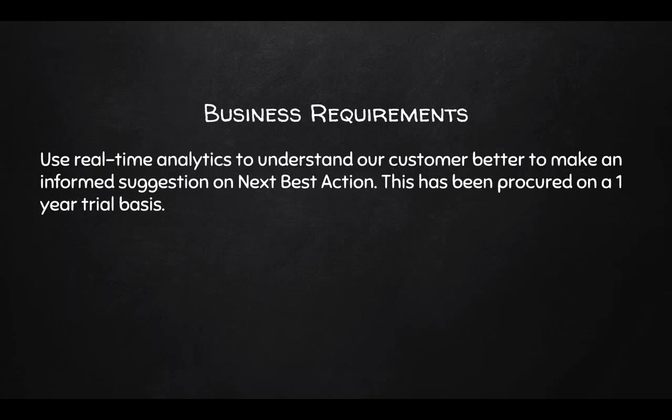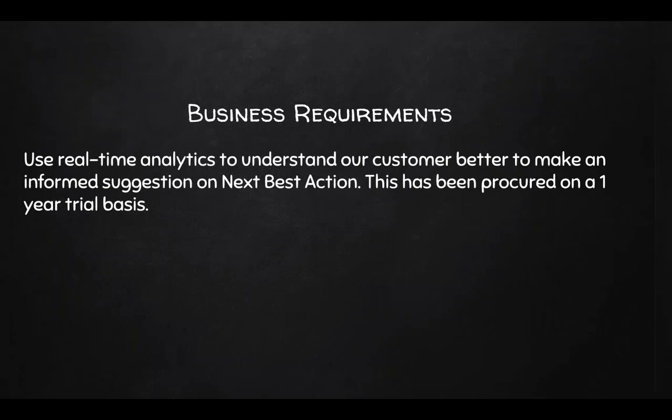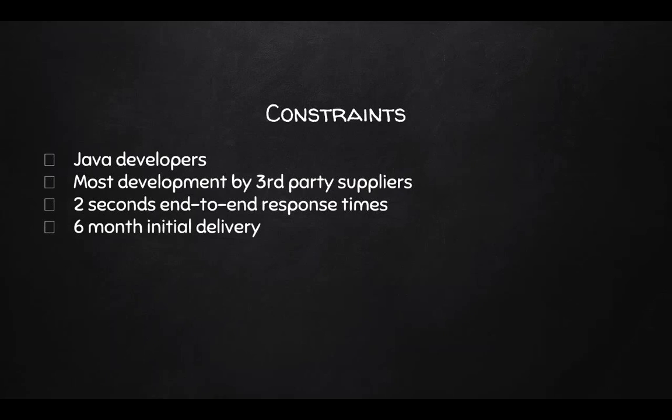An engine has been procured, but it's on a 1-year trial basis. Certain constraints: all our developers are Java developers. We tend to use third-party suppliers to create that. Think of a global company, a TCS, NIIT sort of company. Our response time is 2 seconds, and we want to deliver within 6 months. Those are some of the constraints there.